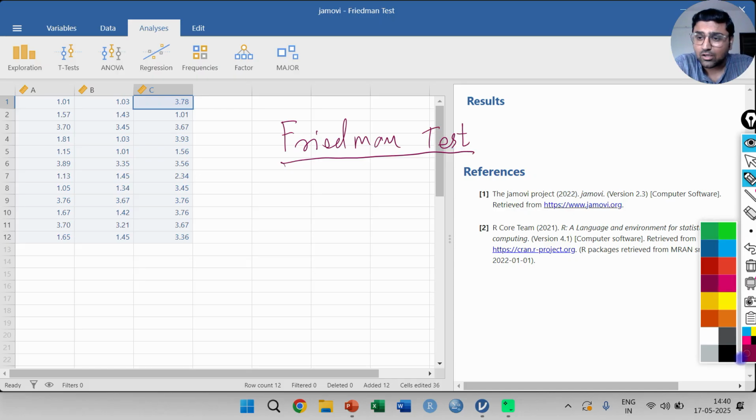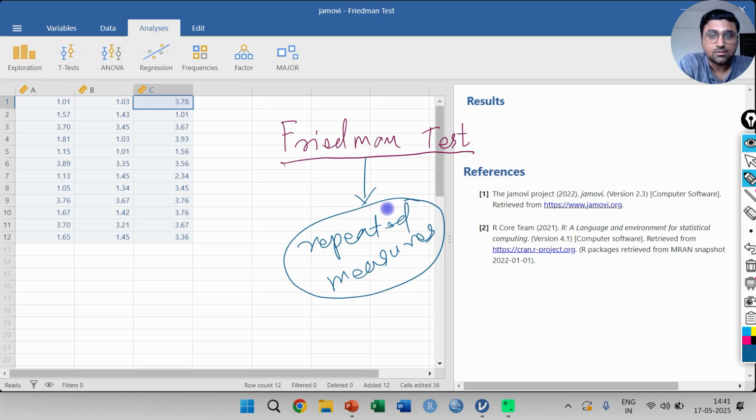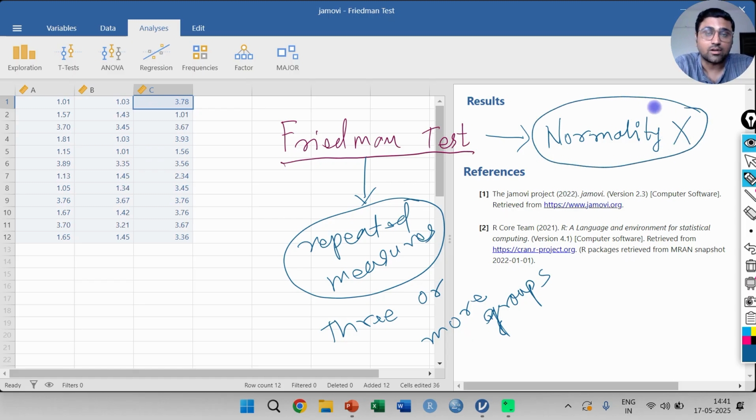Now let's understand the meaning of Friedman test. Friedman test is used when we have repeated measures and three or more groups. This Friedman test is a non-parametric test. That means normality assumption is not required.